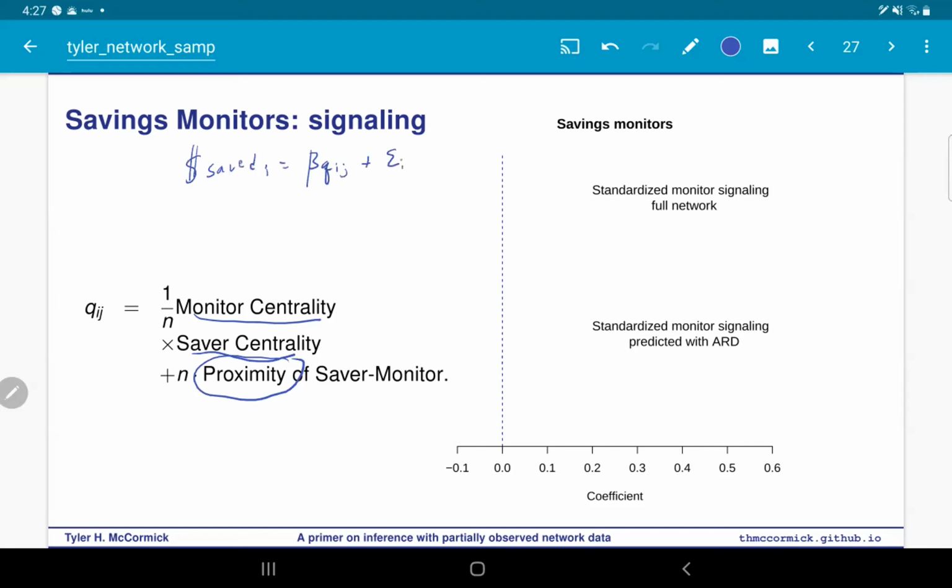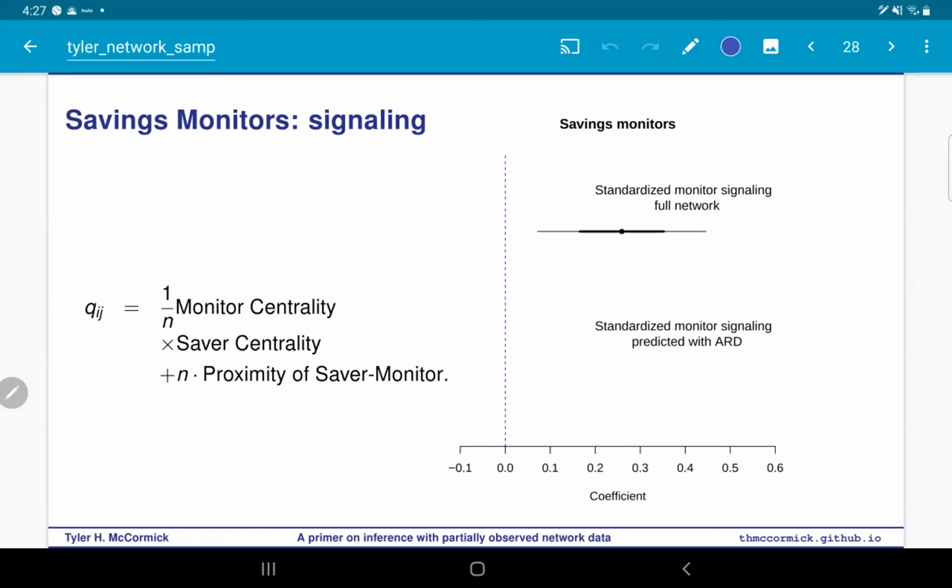Right, so the outcome here is the amount of money that you save. The right-hand side variable is this Q_ij, which has to do with the centrality of the monitor, of the saver, and of the proximity between the monitor and the saver. So if you do this regression using the full graph, what you wind up with is a positive coefficient, which means that if you're randomly assigned to someone who is more central and more proximate, then even without instructing that person to intervene at all, a person with an assigned monitor who is more proximate and central in the graph is likely to save more on average. So a positive coefficient here means more saved.